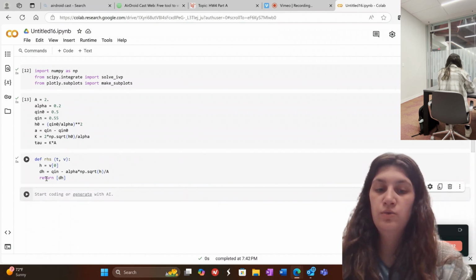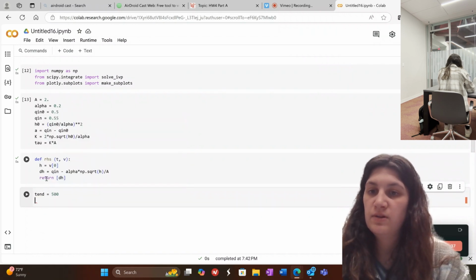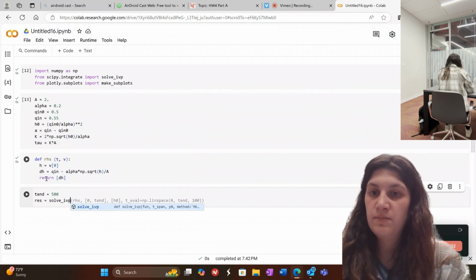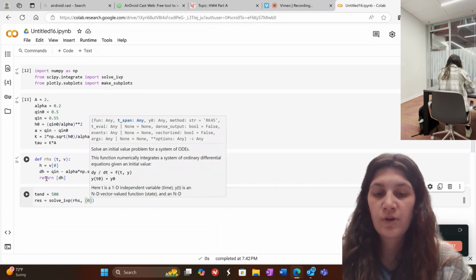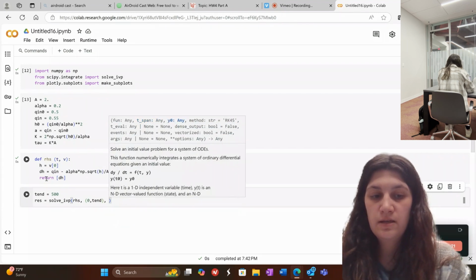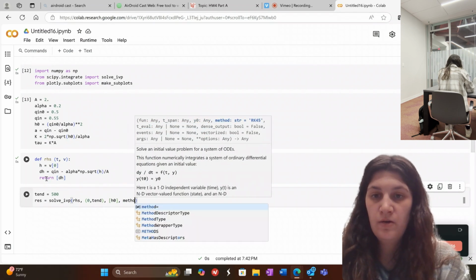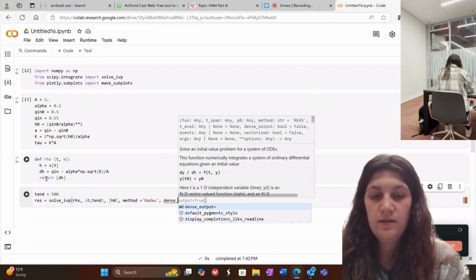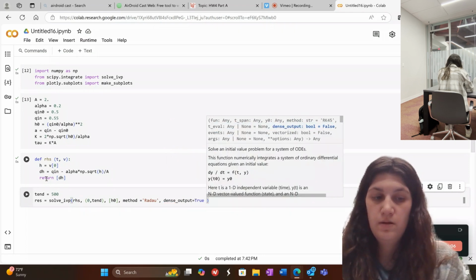Great. Now we can do our solve_ivp. As usual, we need to establish a t end, so we're going to say 500. Res is equal to solve_ivp, our function right-hand side. We're going to go from 0 to t end. Our initial guess is H naught. Our method is RK45. We'll say dense output equals true. Perfect.